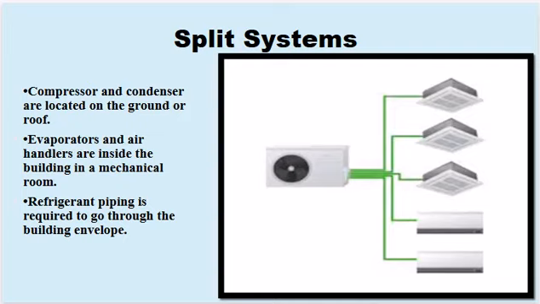Split systems. Let's now focus on split systems. These are another popular option for HVAC applications. Firstly, split systems consist of two main components, an indoor air handler and an outdoor unit that contains the compressor and condenser.